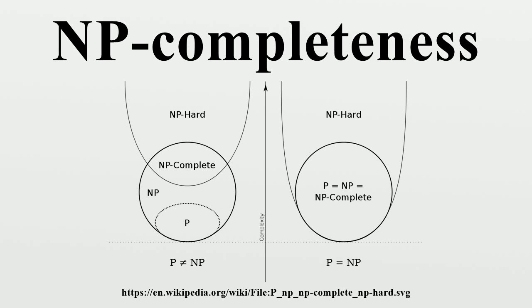Properties. Viewing a decision problem as a formal language in some fixed encoding, the set NPC of all NP-complete problems is not closed under union, intersection, concatenation, or Kleene star. It is not known whether NPC is closed under complementation, since NPC equals co-NPC if and only if NP equals co-NP, and whether NP equals co-NP is an open question.